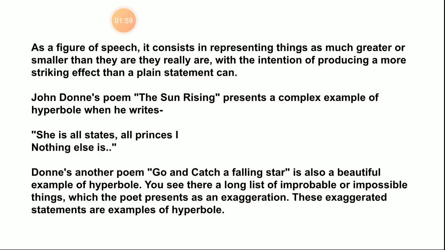hyperbole. For example, John Donne's poem The Sun Rising presents a complex example of hyperbole when he writes, "She is all states, all princes I, nothing else is." In this poem, the poet compares his beloved with all the states of the world. And who is the ruler of all these states? He says, all princes I. The lover says, I represent all the kings of the world and she represents all the world.